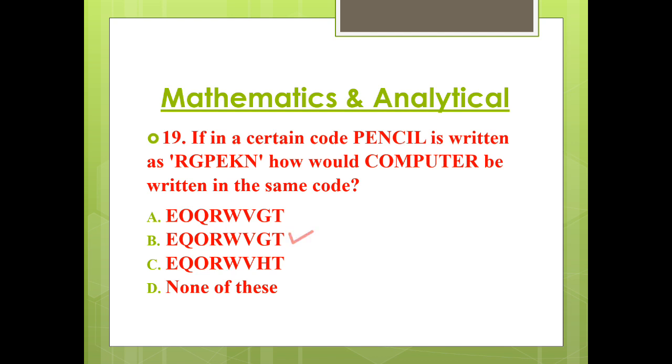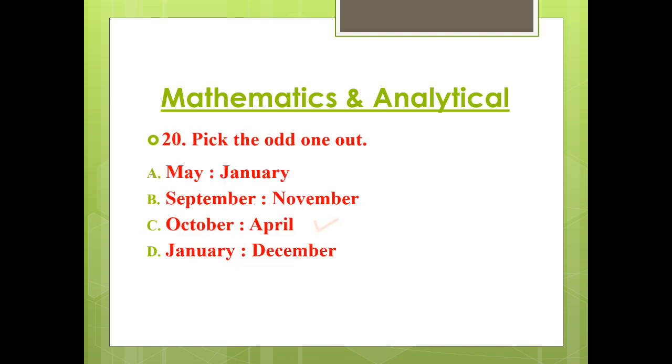Moving on to the next alphabet, E. For E, they are leaving out F and writing G as the code. Then N, O, P, they're writing P instead of N. So based on this pattern, you have to decode the word computer. Just start doing it. C, leaving out D, you will write E. So the first letter will be E. Based on this, you will find out the whole series of it. Now pick the odd one out.